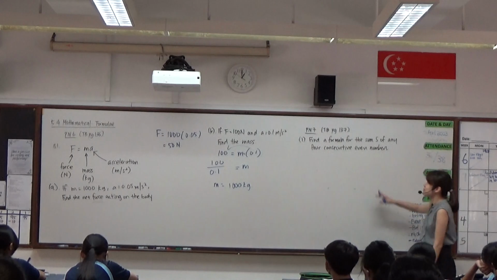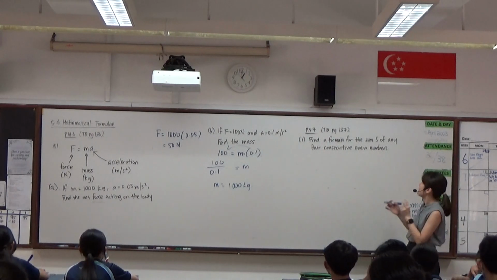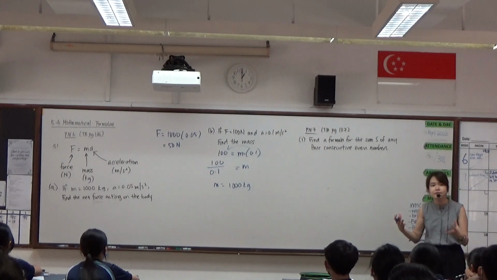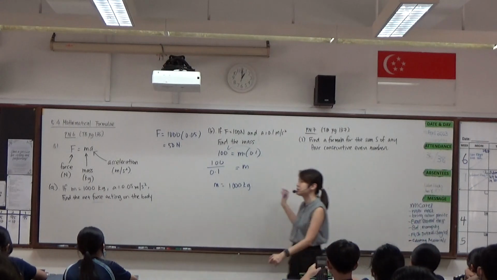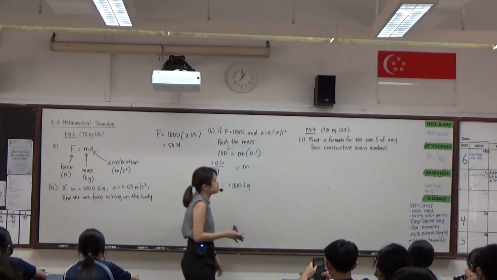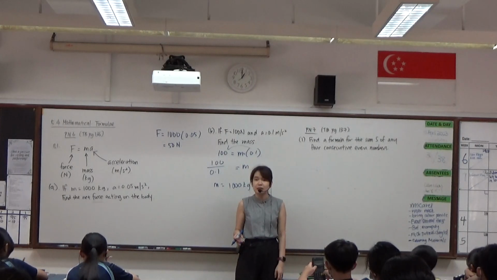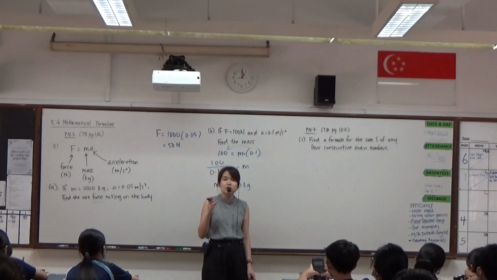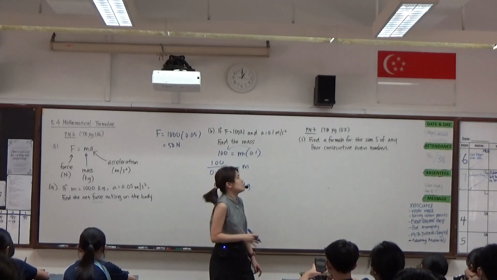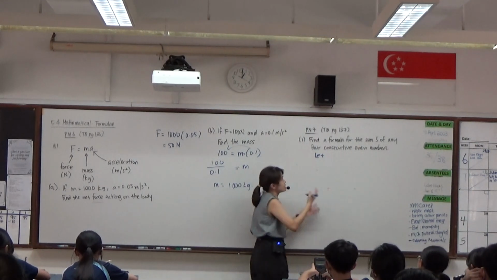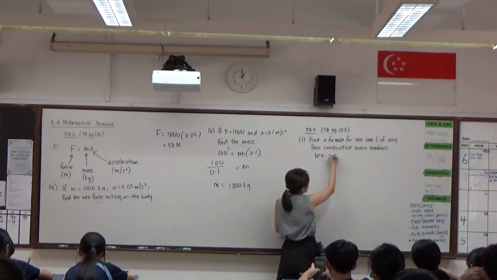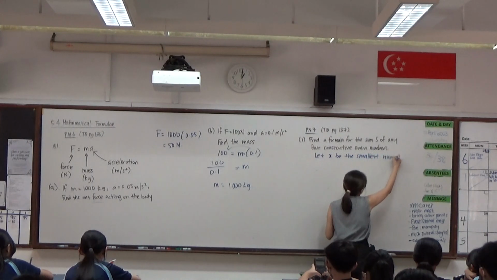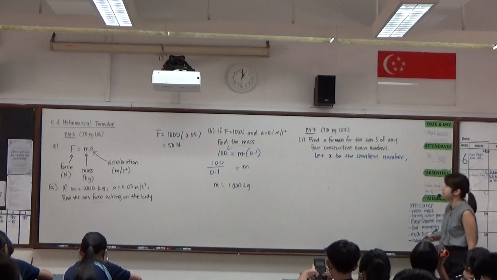A formula for the sum S of any four consecutive even numbers. So they want you to create the formula itself. They didn't give you the formula, unlike our previous question. This is not unfamiliar because we did a similar question before in chapter 5.3, but it was on odd numbers. Remember that? Because nothing is given to us, we will let x be the smallest number.